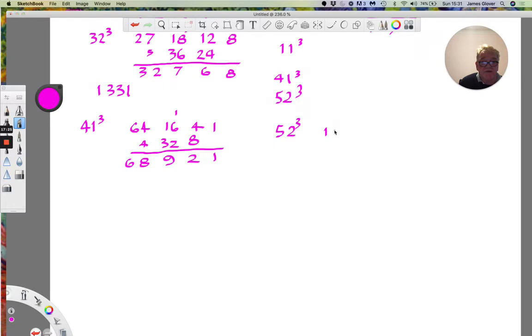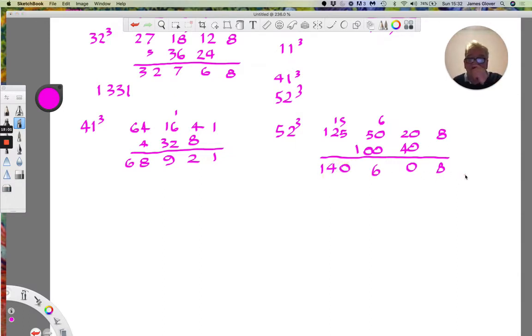The cube of 5 is 125. Divide by 5 multiplied by 2 for the ratio. 125 divided by 5 is 25, multiplied by 2 is 50. Divide by 5 multiplied by 2 is 20, and then 8 is the last. We double these two and sum up. We get 8, 0 with 6 to carry, 6 with 15 to carry, and 140,608. But now let's have a look at how this works.